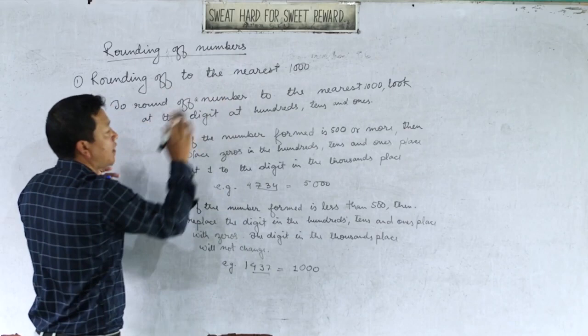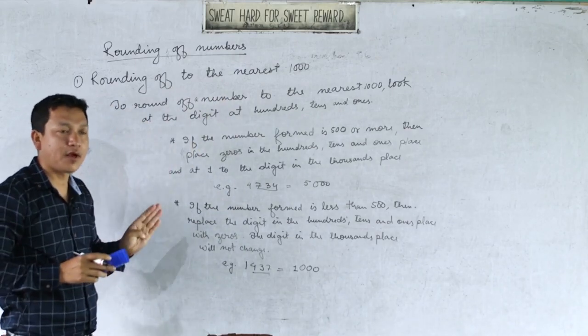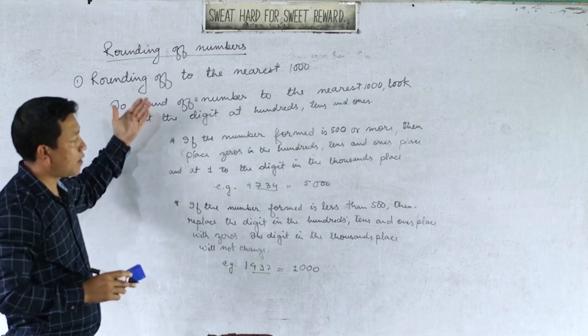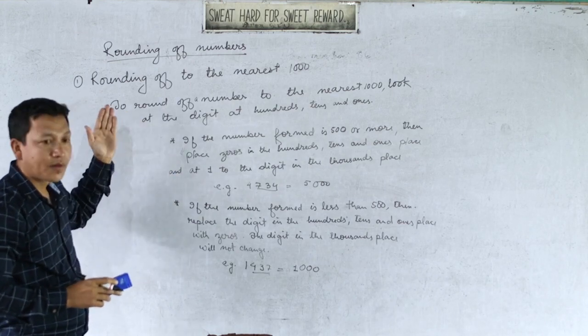Rounding off a number to the nearest 10, nearest 100, nearest 1000. Shall I recall it again? Go on.